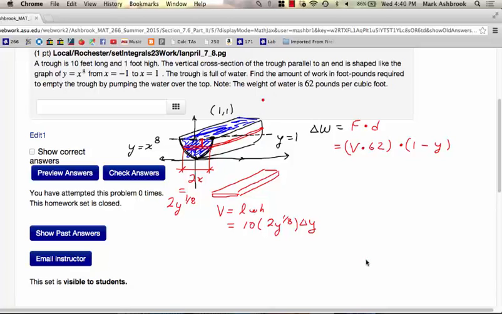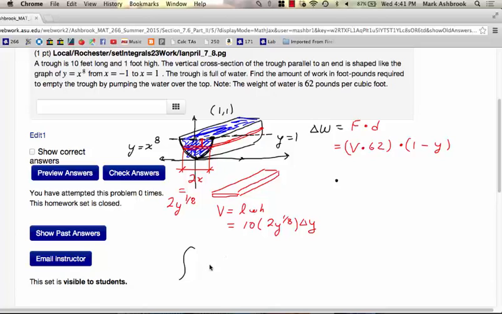So we've got everything we need. There's the volume. Times 62 gives us the weight of that in pounds, which is the force we need. And then 1 minus y is the distance through which we need to move it, which gives us the work to move that layer. How did I get y? The equation that defines the trough is y equals x to the 1/8. So therefore, x is y to the 1/8. I need x in terms of y, so I need to solve this for x.